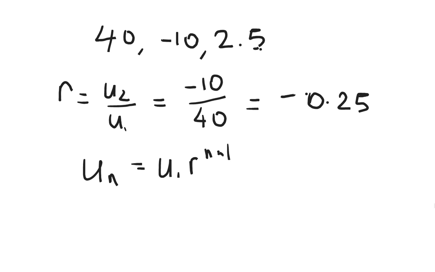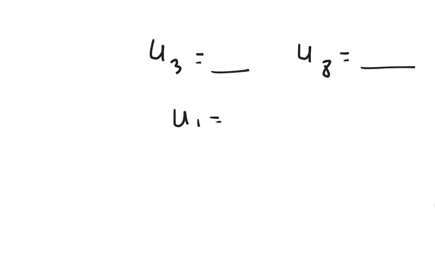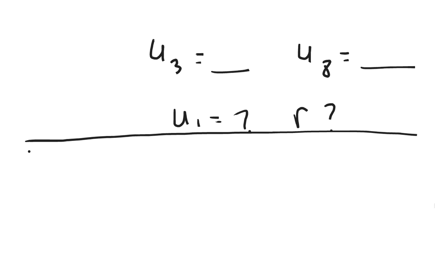But what we will talk about briefly is if I give you 2 random terms. So let's say I told you that U3 is a number. We're not going to actually do a whole one, we're just going to talk about it. And then I told you that U8 is equal to another number, and I asked you to find U1 and R. Well, what did we do? We plugged into the formula for arithmetic. We're going to do the same.